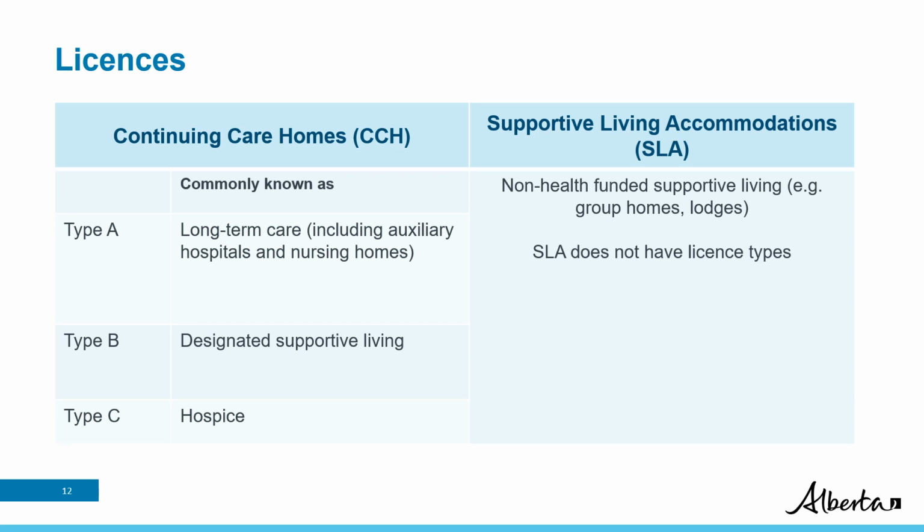A supportive living accommodation license does not have types, and this would be settings formerly known as supportive living, non-health funded. Supportive living accommodation licenses are defined by determination criteria, and facility-based care is not provided under this license. Supportive living accommodation settings and continuing care home Type B settings are familiar with the licensing process, as under the Supportive Living Accommodations Licensing Act, they were required to be licensed. For continuing care home Type A and C operators, this is a new process under the Continuing Care Act. In an upcoming slide, eligibility criteria will be discussed for continuing care home and supportive living accommodations.